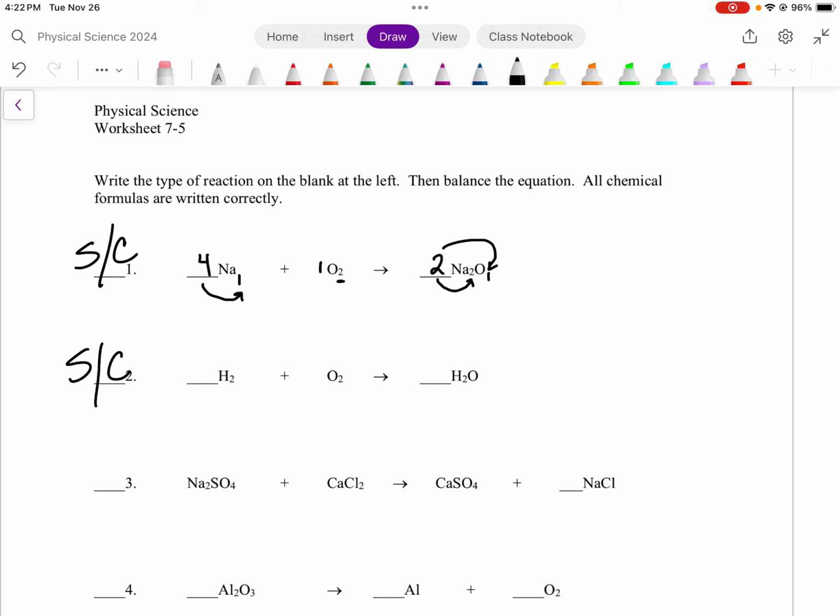And so moving through these a little faster, hopefully they're making sense. But that's a balanced chemical equation, so I'll get rid of the stuff that we don't need. There's a balanced chemical equation for this one. Number 2.